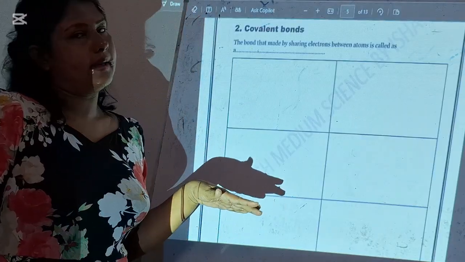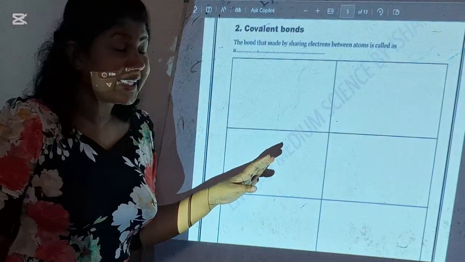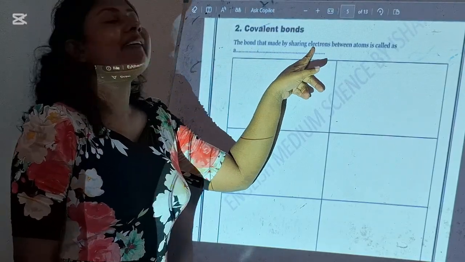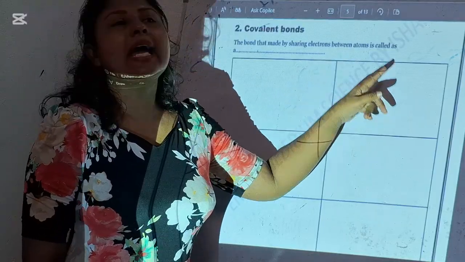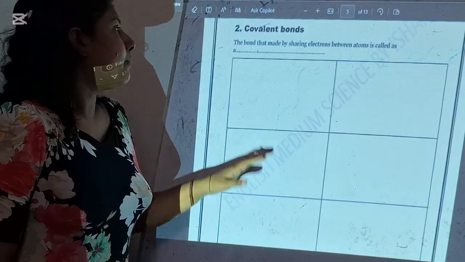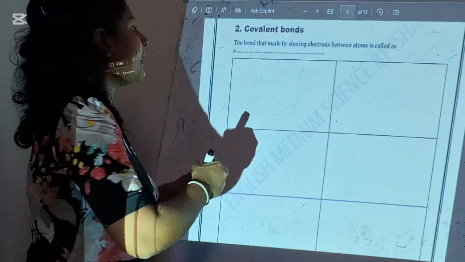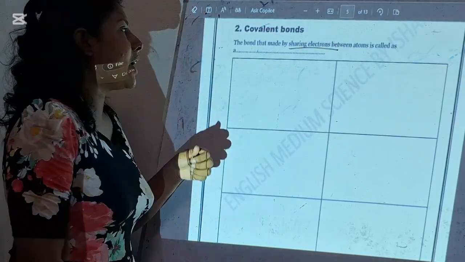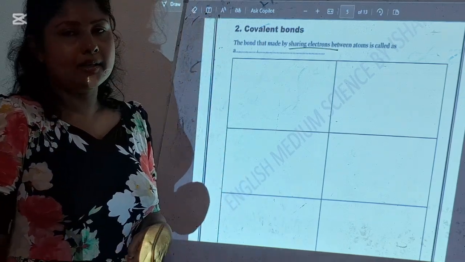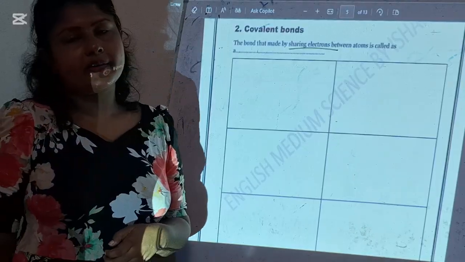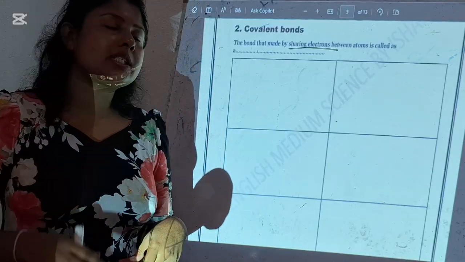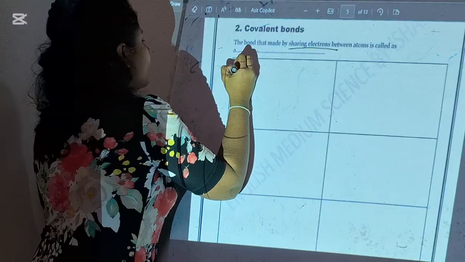Stable වෙන්නම තමයි බලන්නේ. අපි බලමු covalent bonds කියන්නේ මොකක්ද කියලා. The bond that is made by sharing electrons between atoms is called a covalent bond. Now I am going to explain that one by an example. First example එක විදිහට ගමු.